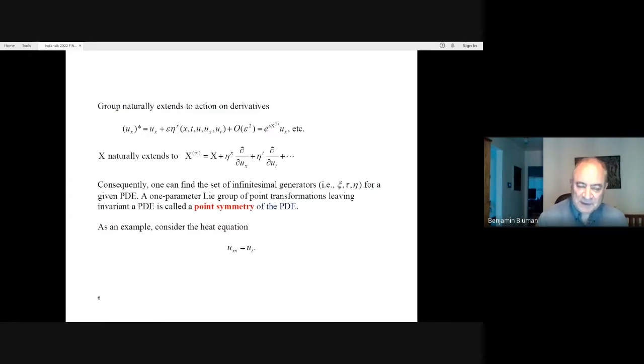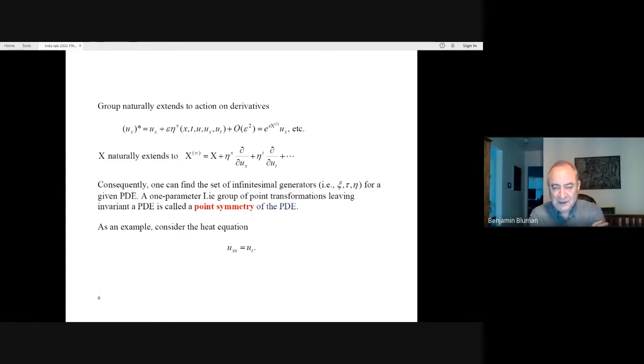And the group, what Lie showed is that the group naturally extends to action on derivatives. And there's a standard formula obtained for the infinitesimal for the change in, let's say, the partial derivative of u with respect to x in terms of the infinitesimals xi, tau, and eta. And you get an extended generator, and the group naturally extends to a one-parameter group of transformations acting on the space of independent variables, dependent variables, and their first derivatives. And you can go on and on to higher derivatives. So as a consequence of this, one can find the set of infinitesimal generators for a given PDE.